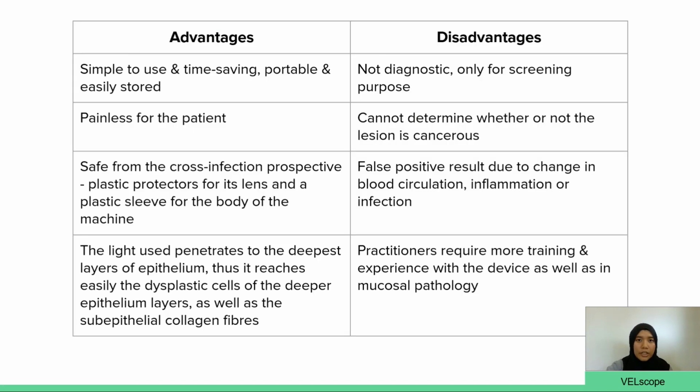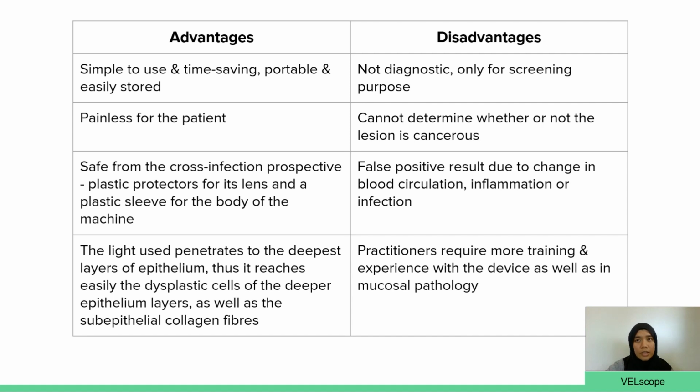Moving on to the advantages and disadvantages of Velscope. The advantages of Velscope are that it is simple to use and time saving, it is portable and easily stored. It is exceptionally painless for the patient. Velscope is safe from the cross-infection perspective, as usually it is supplied with plastic protectors for its lens and a plastic sleeve for the body of the machine. And the light used penetrates to the deepest layer of epithelium, thus it easily reaches the dysplastic cells of the deeper epithelium layers, as well as the subepithelial collagen fibers.